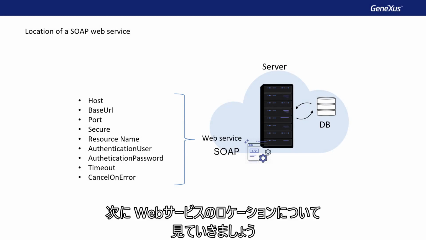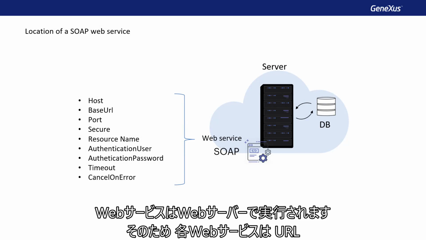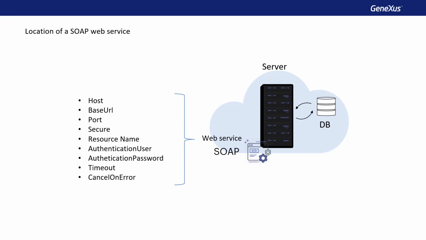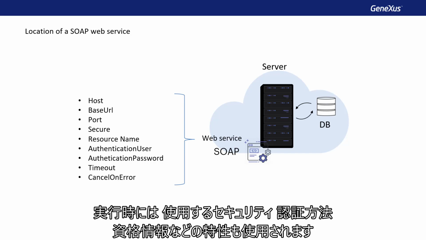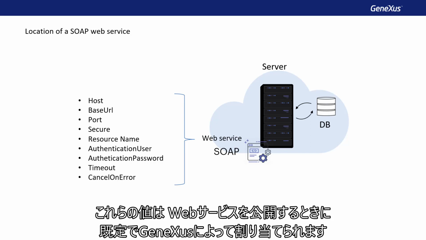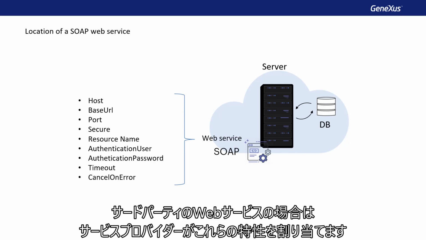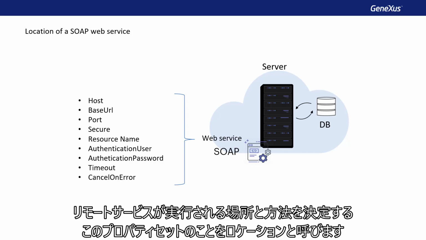Now, let's see what the location of a web service is. Web services run on a web server, so each web service is identified by a URL, from a certain host and on a certain port. It also has other characteristics when it's executed, such as the security it uses, authentication method, credentials, and so on. These values are assigned by default by GeneXus when we publish a web service, and when the web service comes from a third party, the service provider assigns these characteristics. This set of properties that determine where and how a remote service is executed is called location.